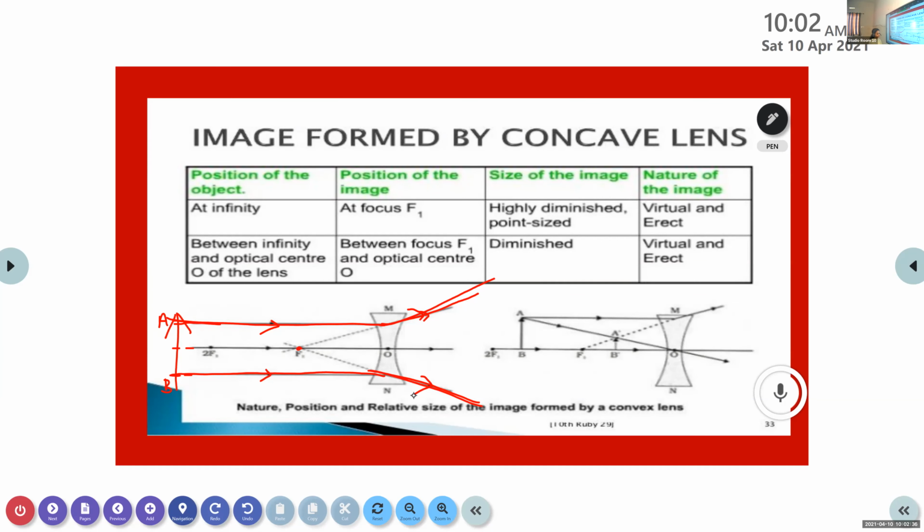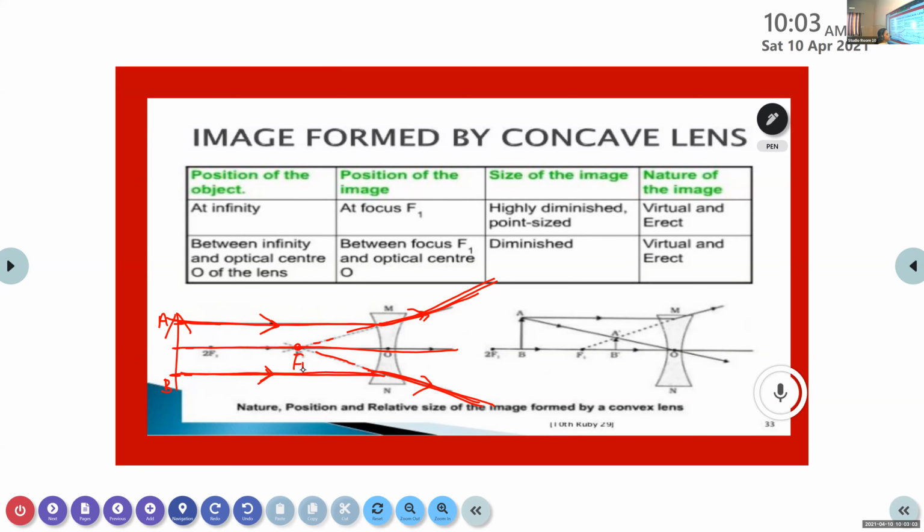So this is the first ray diagram. This is our principal axis. And here the two rays of light are coming parallel to principal axis. The rays of light are represented with the help of arrow marks. So after the refraction, they diverge away from the principal focus. So we get the image here at the focus F1, that is on the same side of the lens.